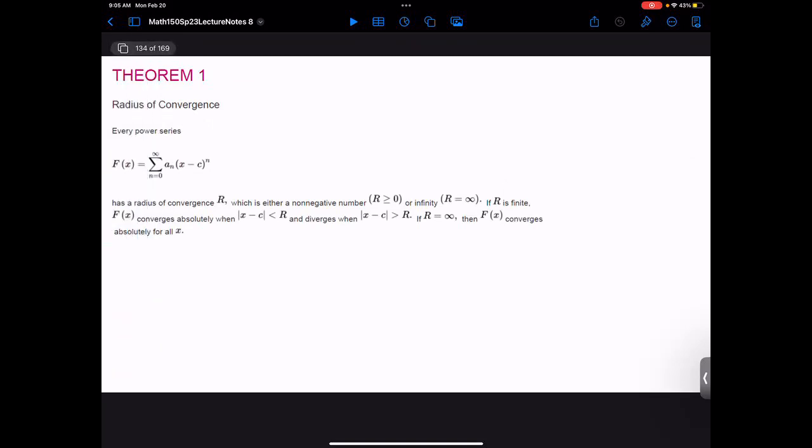Okay. So the first is a theorem about when a power series like this converges.